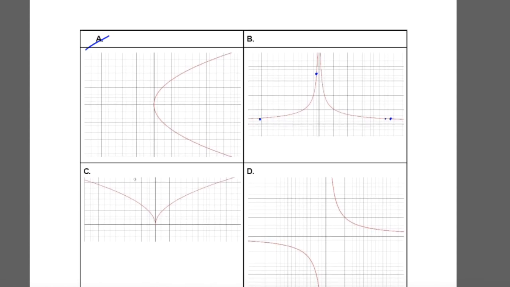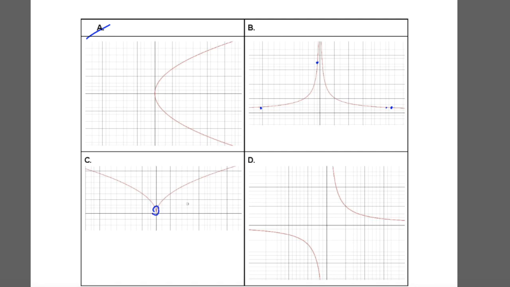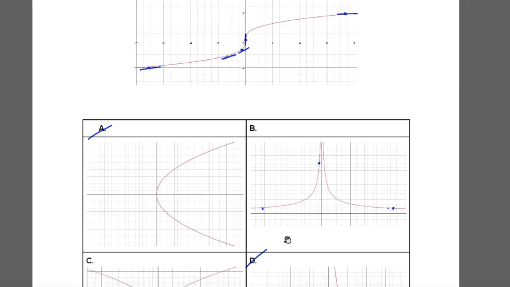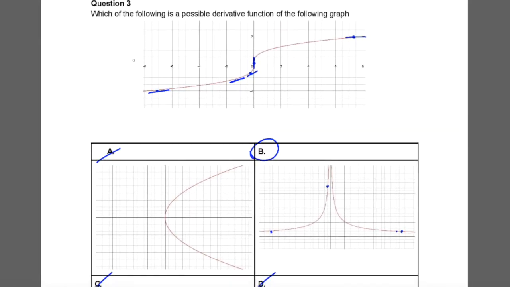It can't be this because this derivative function is defined at x equals 0, and it can't be d because it doesn't match up with the gradient. It's positive gradient throughout this whole thing. If this was the gradient function, we'd have negative gradient values here, which we can't have. So it's B.